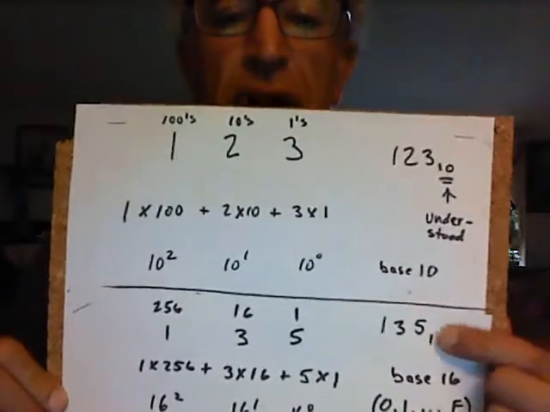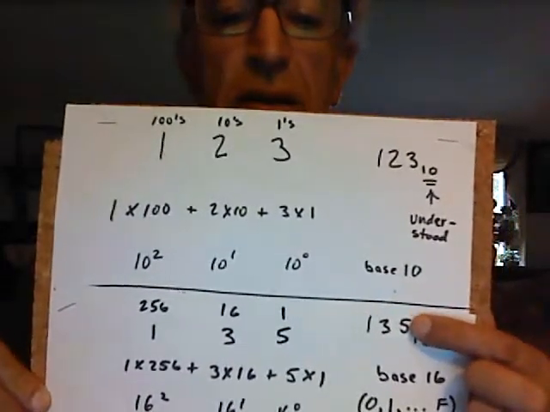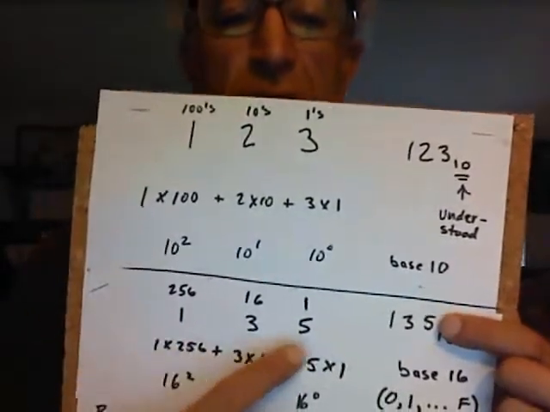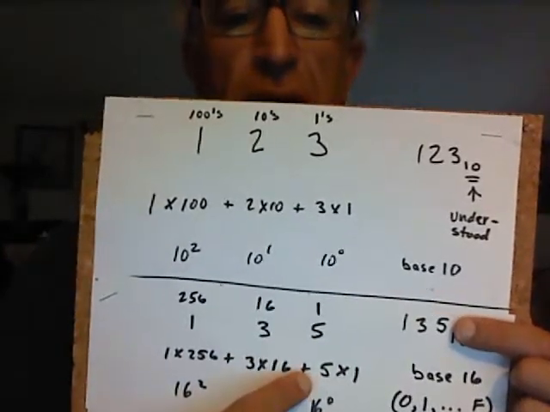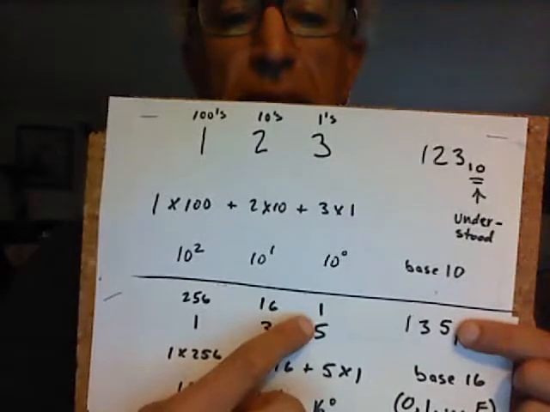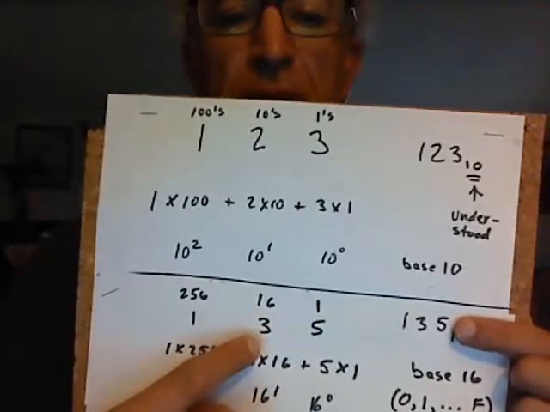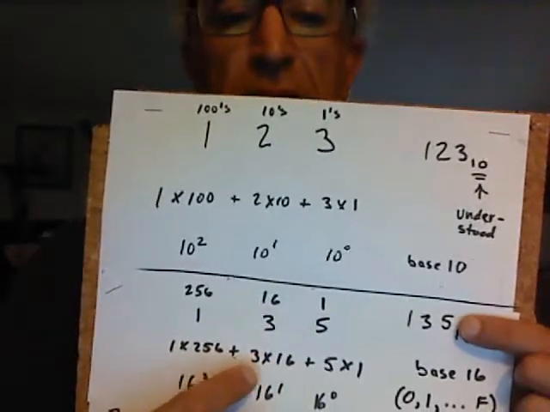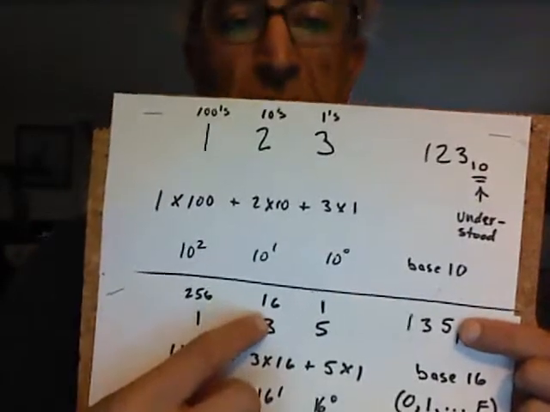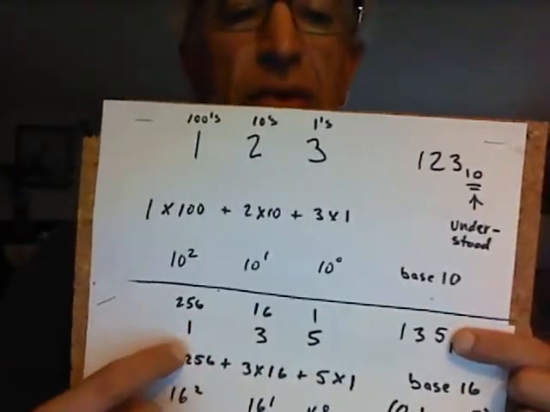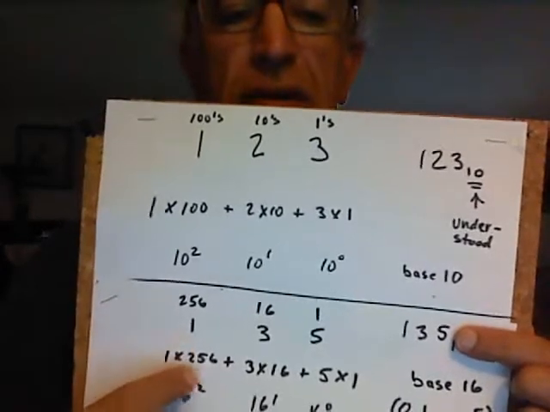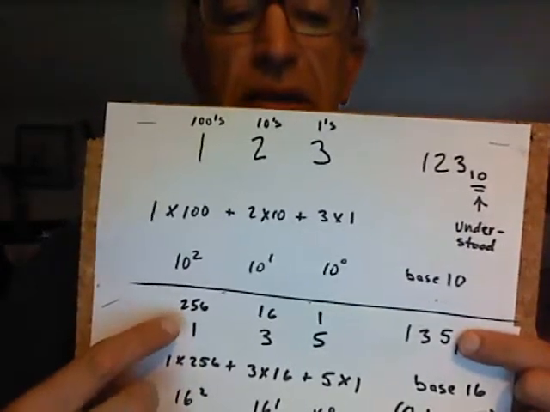Alright, so the 5 in base 16, we're going to see that that is 5 times 1, because that's the ones column. And the 3 is 3 times 16 because it's in the 16s column. And the 1 is 1 times 256 because it's in the 256 column.